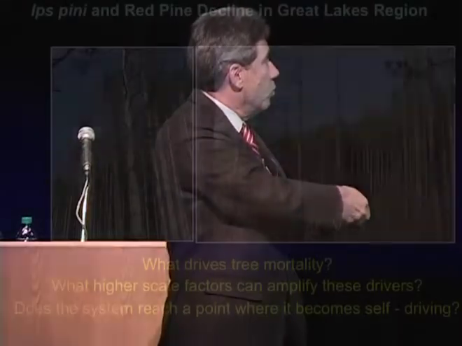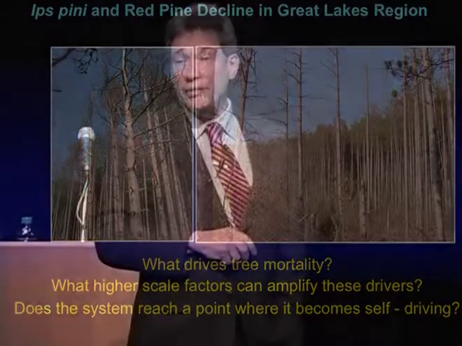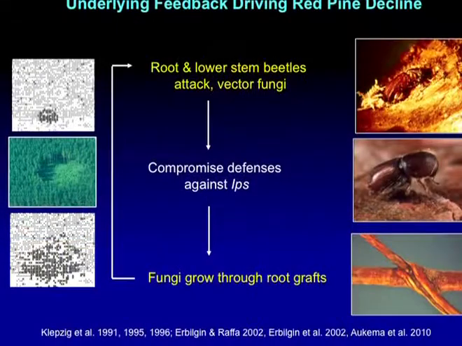In the Great Lakes region, the major tree-killing species is the pine engraver, Gyssips pinei. And so we've asked three questions. What drives tree mortality? What are some of the higher scale factors that can amplify these drivers? And does the system reach a point where it becomes self-driving? And to make a very long story short, and this is thanks to a number of absolutely fantastic students I've been blessed to have over the years, we have a pretty good idea of what is going on.